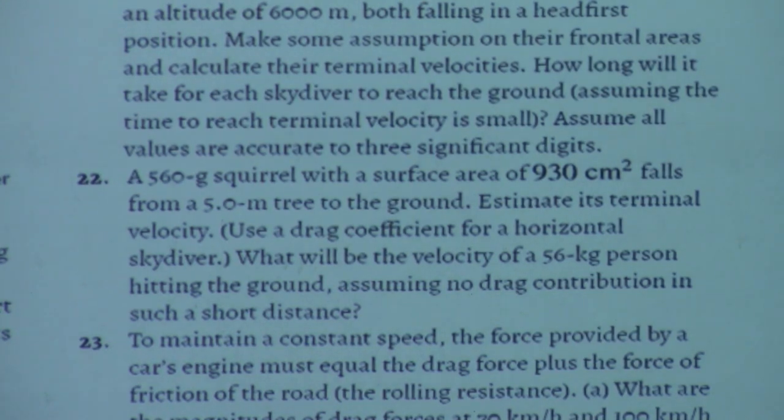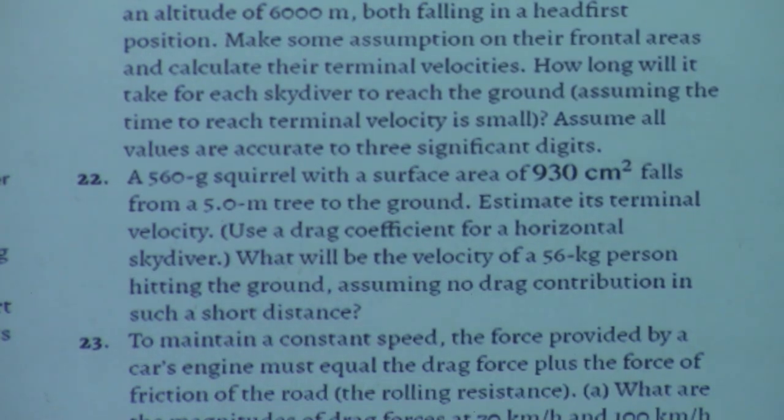Okay. Falls 5 meters from a 5 meter tree to the ground. Estimate the terminal velocity. Go ahead and use a drag coefficient of what would be the equivalent of a human in a horizontal position. I don't know if that's completely fair, but I don't think they have the squirrel's coefficient in that little chart, so I'm going to go ahead and do what they said.